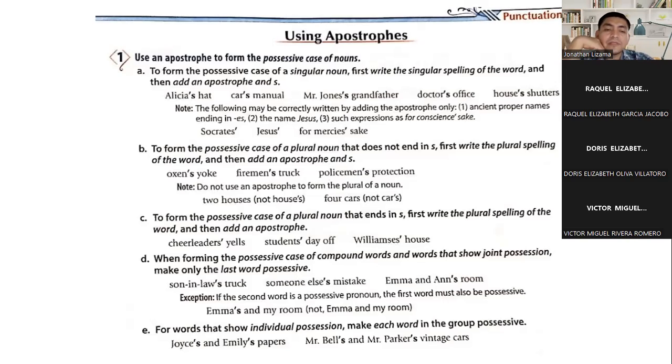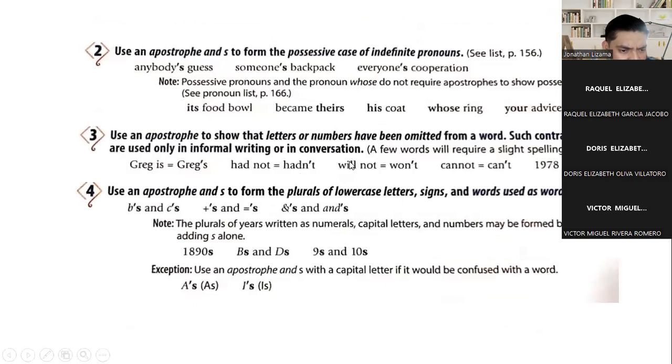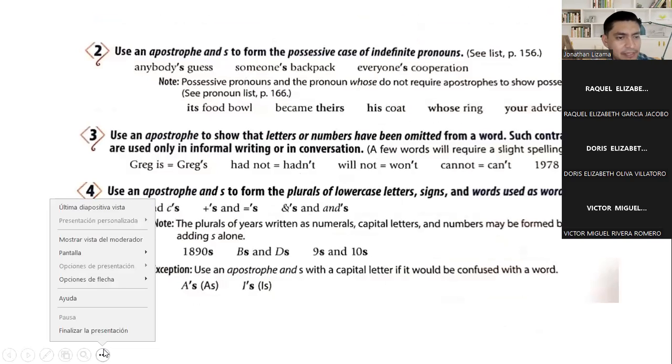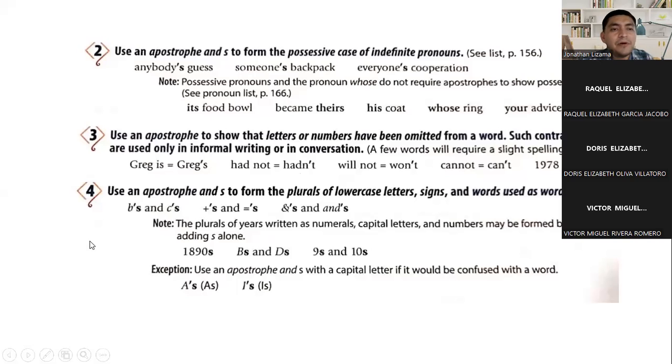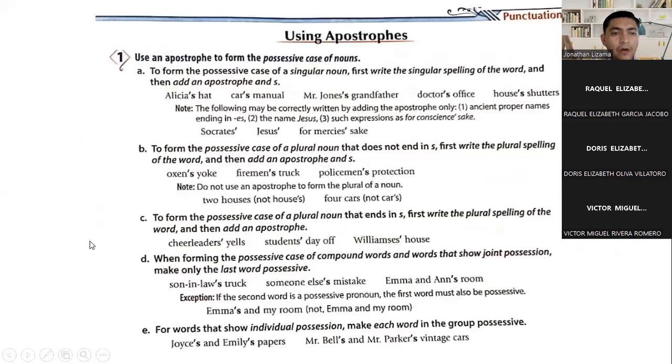For words that show individual possession, make each word in the group possessive. Joyce's and Emily's favorites. Mr. Bell's and Mr. Parker's vintage cards.